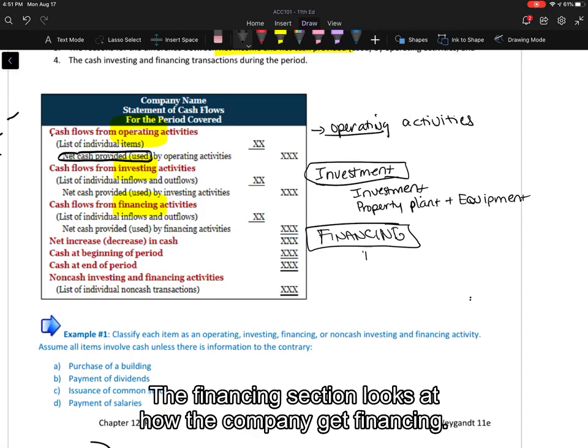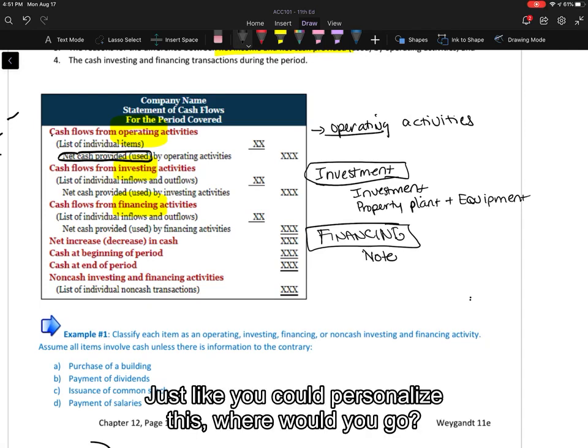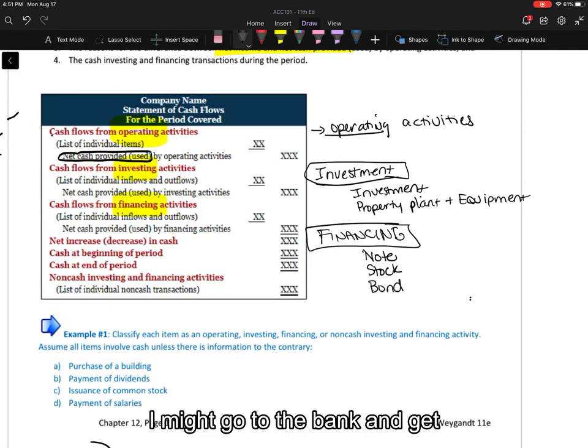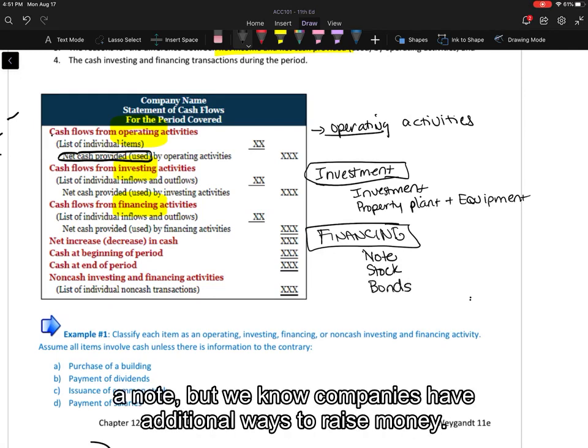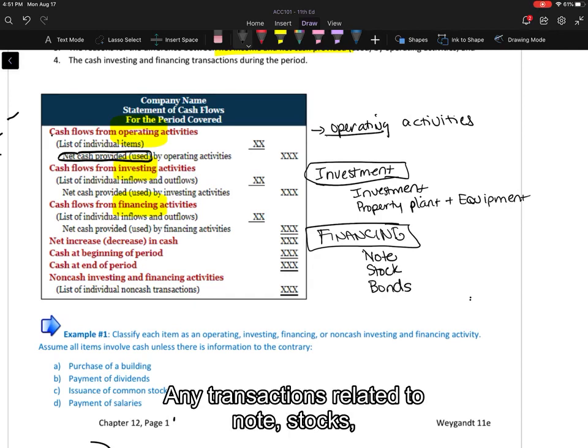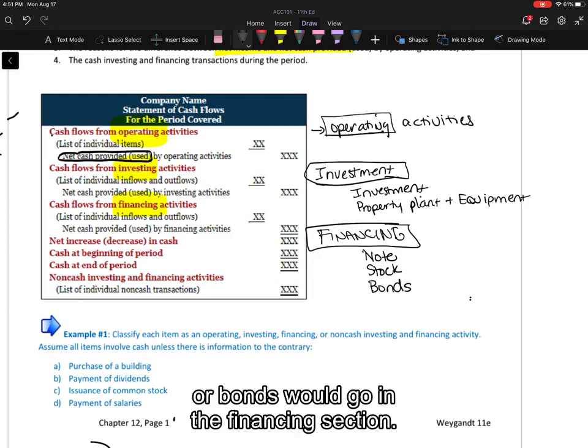The financing section looks at how the company gets financing. Just like you could personalize this, where would you go? Well, I might go to the bank and get a note. But we know companies have additional ways to raise money. They could also sell stock or sell bonds. So any transactions related to notes, stocks, or bonds would go in the financing section.